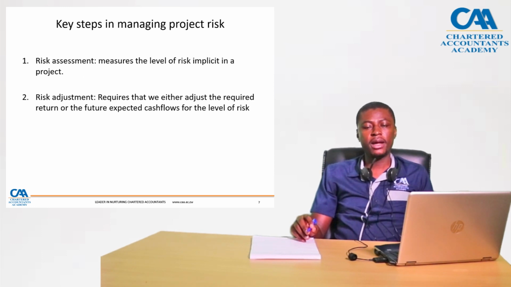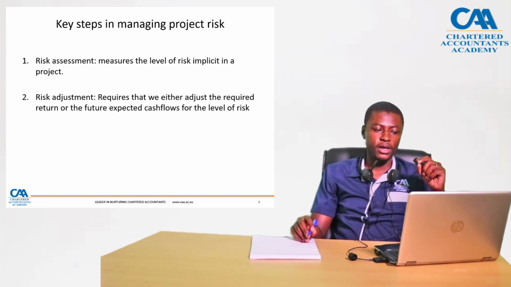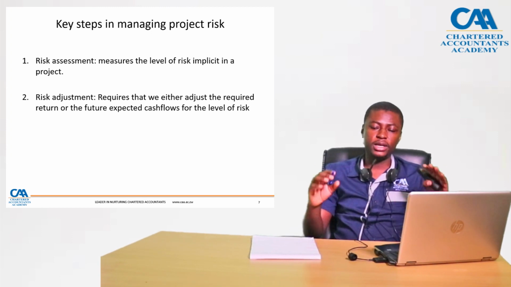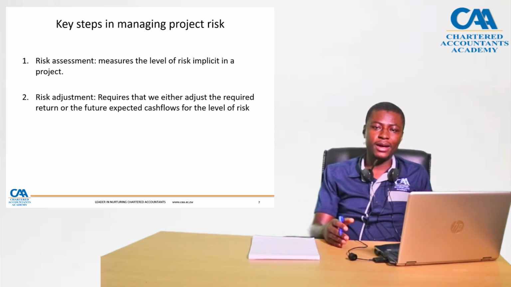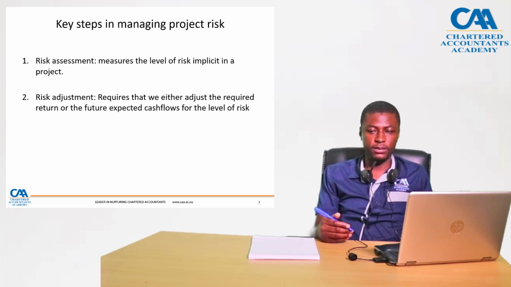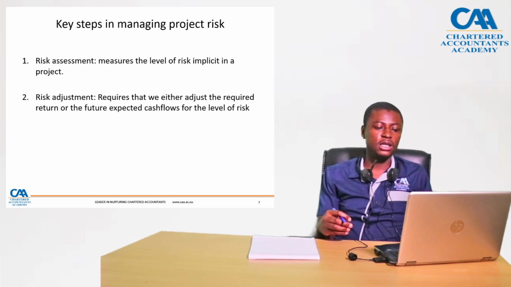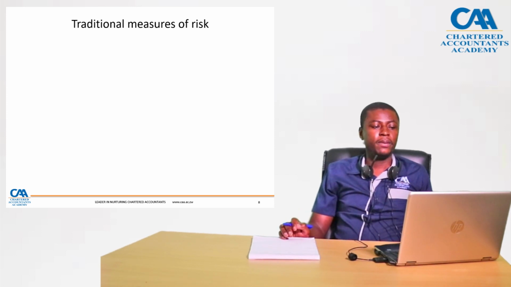So what are the key steps in managing project risk? The first thing we need to be able to do is a risk assessment. What is this? We need to measure the level of risk implicit in a project by looking at the project cash flows. Once we've been able to determine the project risk, we then need to do the necessary risk adjustments, that is, by either adjusting the required return or even adjusting the future expected cash flows for the level of risk.